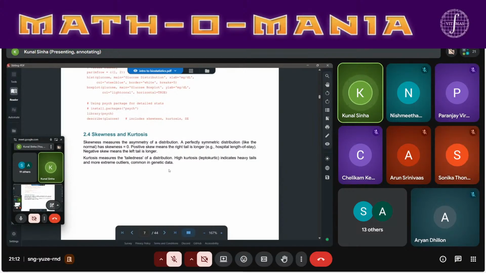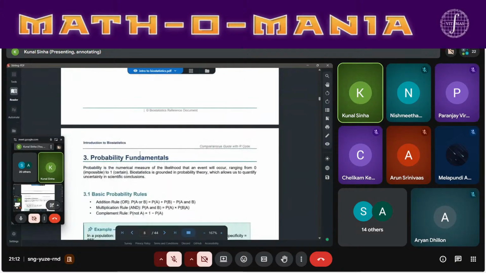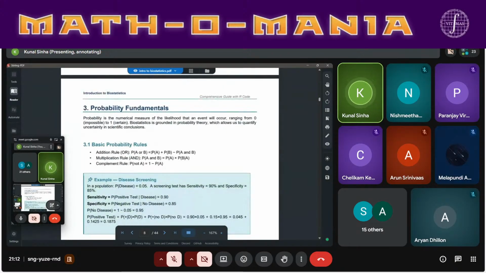Normal distributions have a kurtosis of 0 and a skewness of 0 as well. Skewness can exist in a normal distribution, usually, though, when we are dealing with an ideal case, it is considered as 0. So moving forward, probability rules. I believe everybody is familiar with these two. P of A or B is P of A plus P of B minus P of A and B. This comes from the inclusion-exclusion principle that you have studied in 11th and 12th standard.